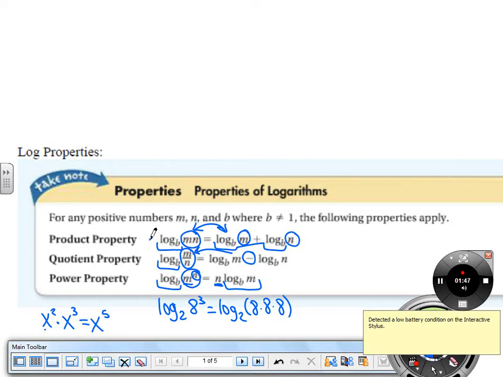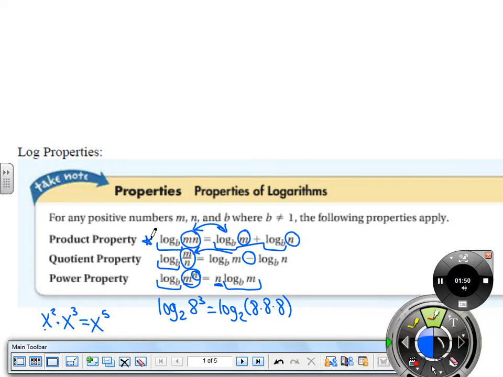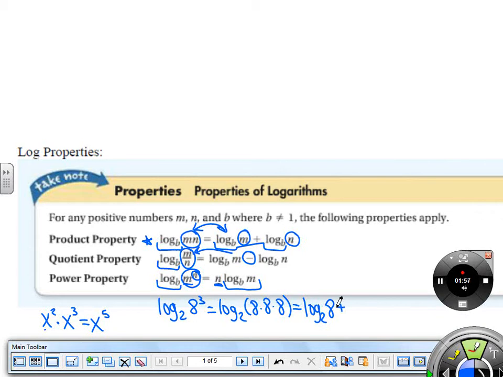Then by this product property up here, when you have things multiplying together, you can separate them into separate logs being added. So that would be log base 2 of 8 plus another log base 2 of 8 plus another log base 2 of 8. Three of them, because there are three factors of 8. Now, since these are all the exact same thing, like we don't write x plus x plus x, instead we write that as 3x. So I would write this as 3 log base 2 of 8. You can see the power property just breaks that down shorter and says you can do this instead of having to go through the expansion every time.